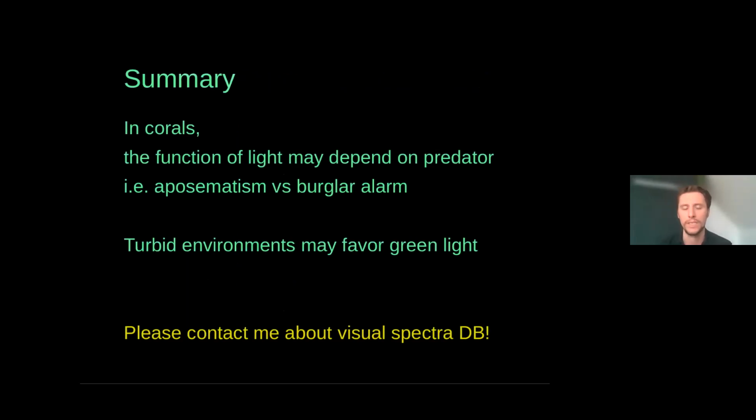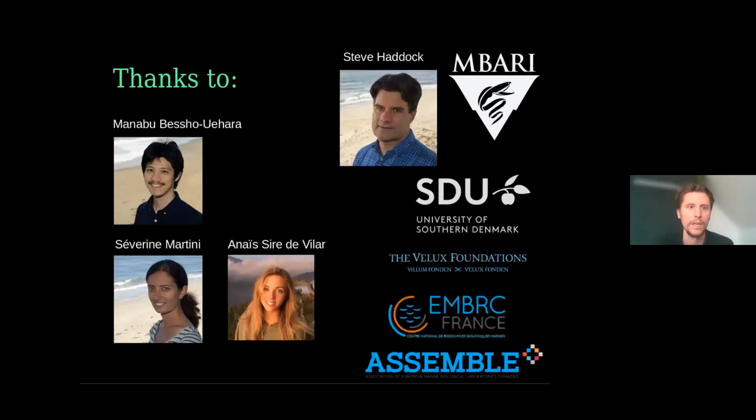So to wrap all of this up, in corals, the function of light may depend on the predator, and it doesn't have to be mutually exclusive. Because if you have opportunistic or you have specialist predators, it may serve as a warning signal for one or a burglar alarm for others. And then we were considering that turbid environments may be a strong selecting factor for green light. And again, if anybody knows about a visual spectra database, please give me a call.